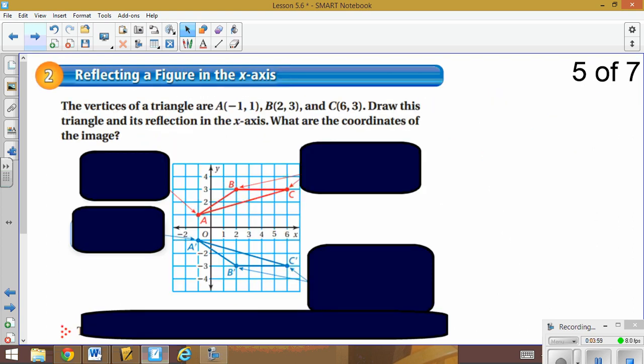We're on slide 5 of 7. If we take a look at the instructions, it says the vertices A, B, and C. If you take a look at these pictures, I'll notice that this says A, that says B, and this says C. This states A prime, B prime, C prime. Just remember from the last lesson that any vertex labeled with the primes, that's the image, and the ones with no primes, that's the original shape. Draw this triangle and its reflection on the x-axis.